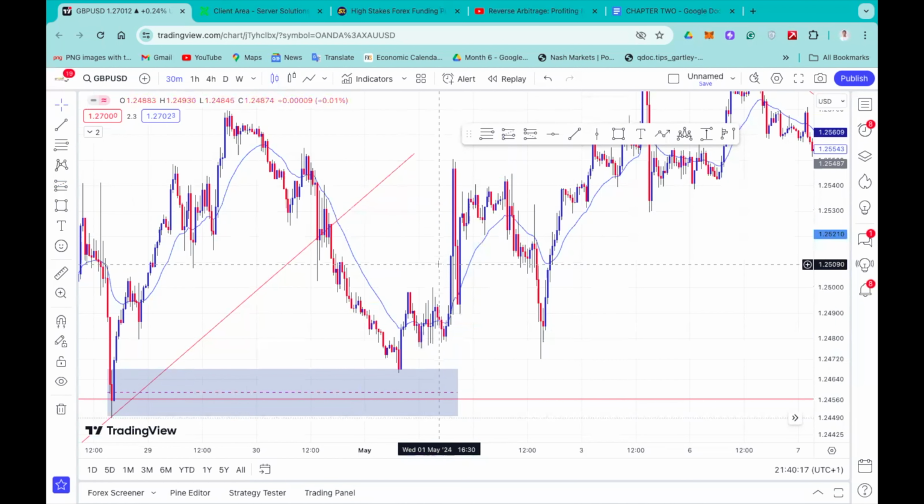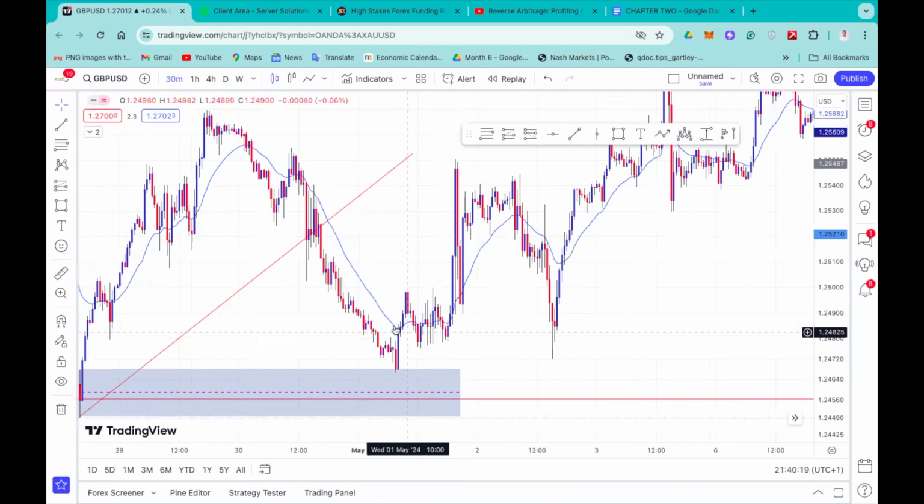Even if you were to wait for the candlestick to form completely, you can still have another entry from here, and then your stops just below here, and then have a good buy.